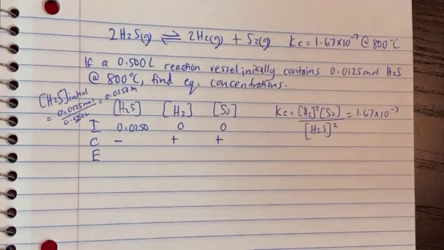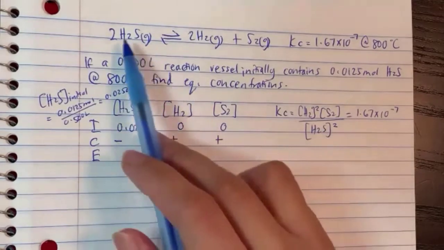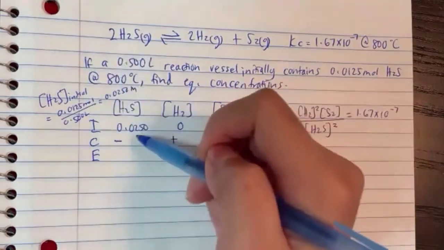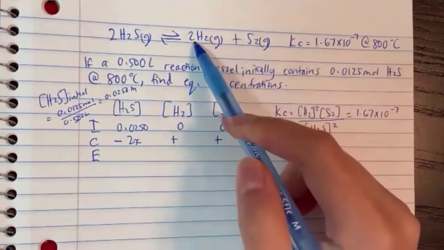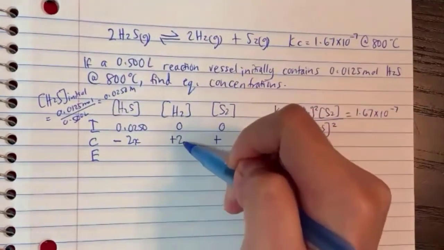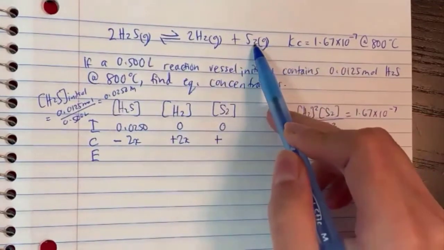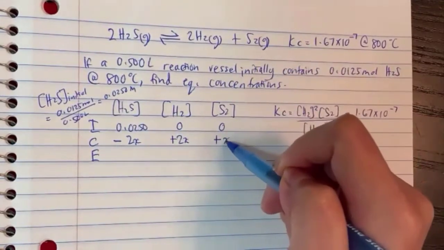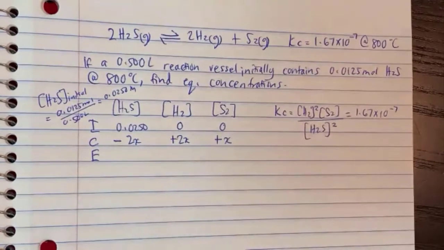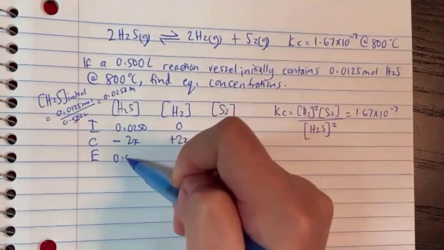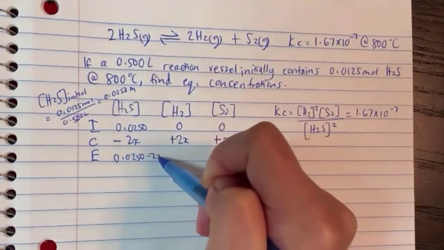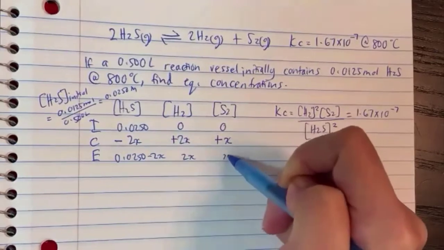Okay, so with the plus and minus put in, then you decide how many x's there are. Because the coefficient is 2 for H2S, this will be minus 2x. This one is 2 for H2, it will be plus 2x. This one is just 1 S2, so it will be just plus x. All right, so then you want to write out your answers in terms of x and then solve for x. So 0.0250 minus 2x, and then you have 2x and x.